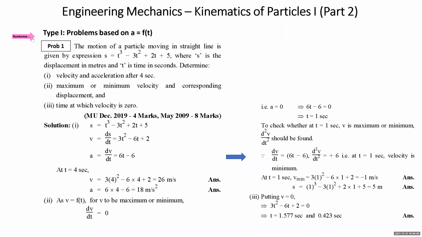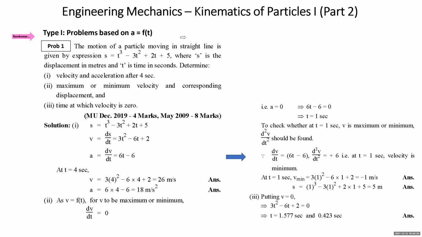Now, students, this is a type 1 problem where acceleration is a function of time. What do you mean by acceleration is a function of time? It means acceleration is expressed in terms of time, that is, acceleration has an expression in terms of t. Now we start with the first problem.